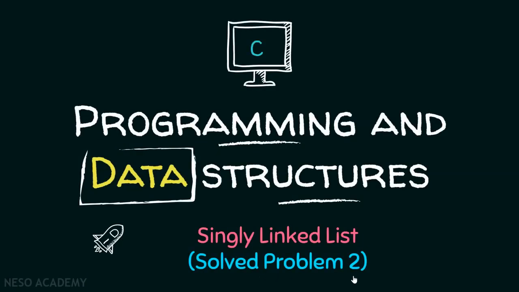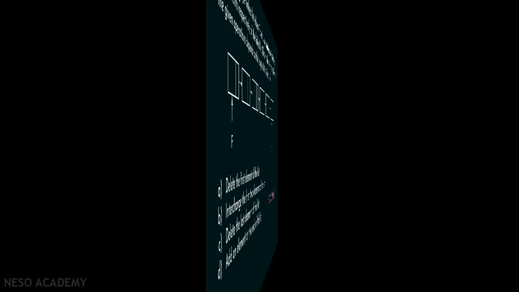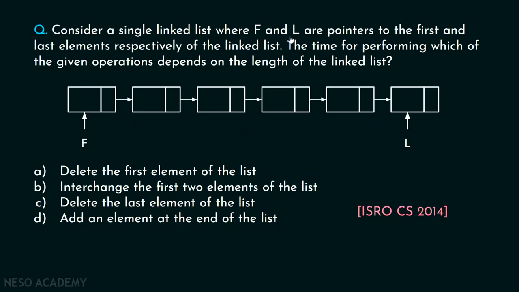Let's discuss solve problem 2 on single linked list. Consider a single linked list where f and l are pointers to the first and last elements respectively of the linked list. The time for performing which of the given operations depends on the length of the linked list. So this is the linked list available in front of us and the options are also available. We need to identify the correct option.